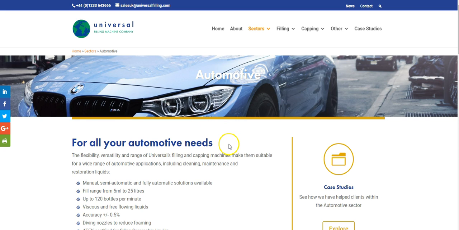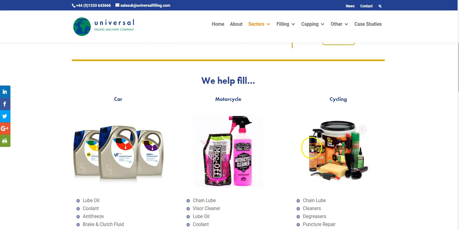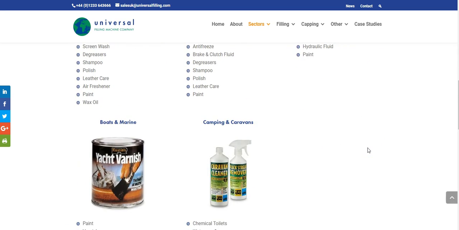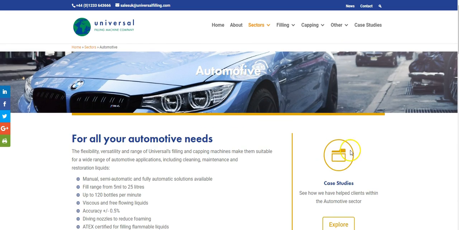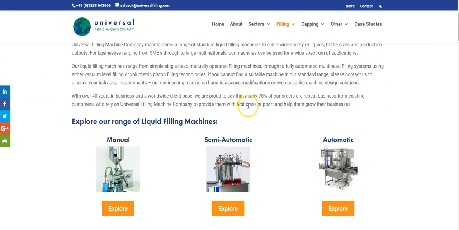So we assume that the visitor from Sweden was interested in filling automotive related products, as you can see in these examples here. The data shows that after 23 seconds they went back to the home page again, spent a couple of minutes there, and then went to look at the liquid filling machines, which is this page.